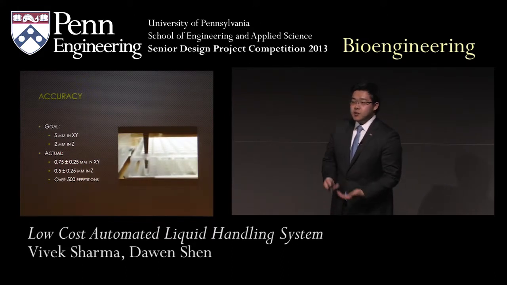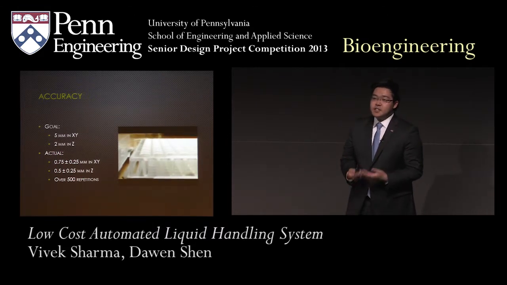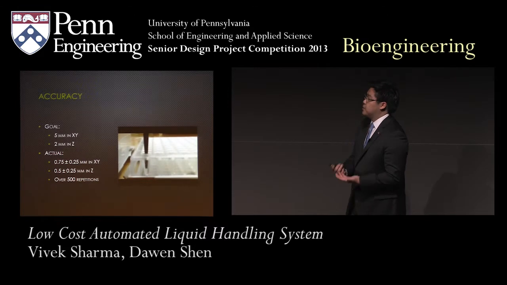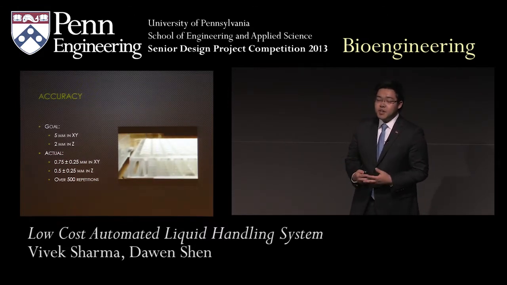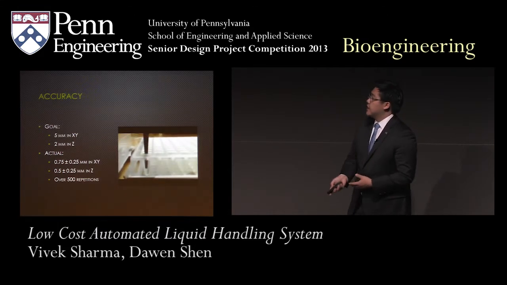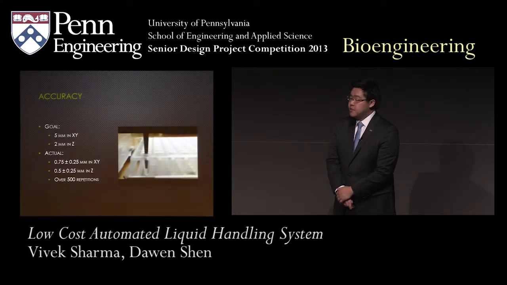So once we had a liquid accuracy, we also wanted to implement a motion accuracy. This is important because these 96-well microplates are very small. And so in order to position our pipette accurately, we made use of an encoder system. This allowed us to position the pipette head, as you can see in the video, within a single well from the plate, even over 500 repetitions.